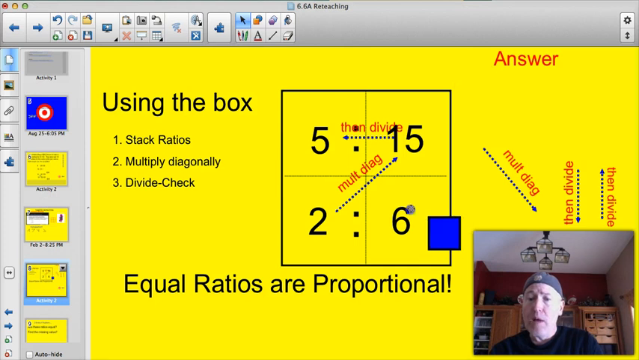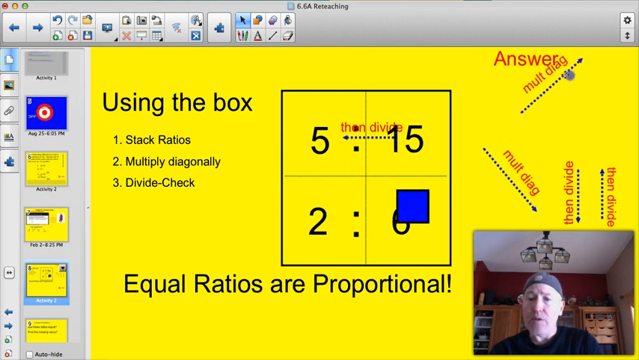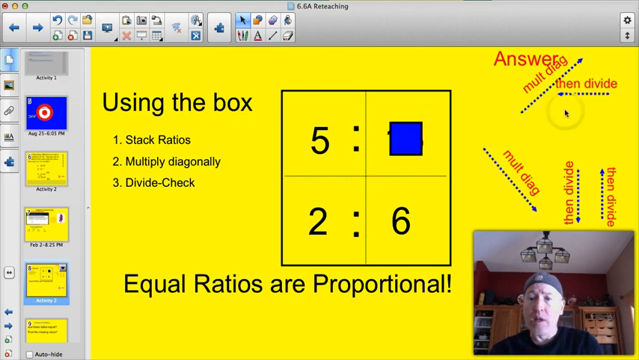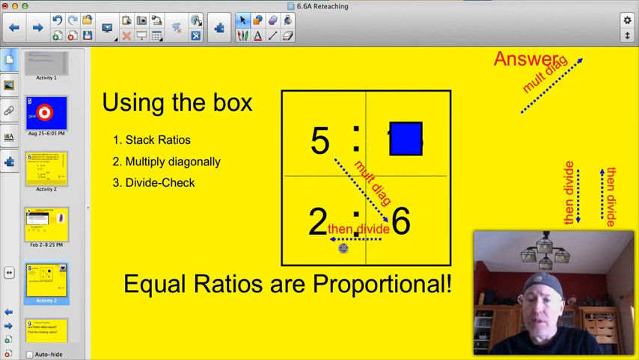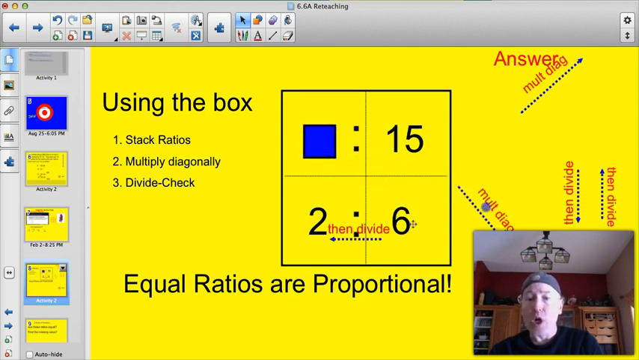So I'm proportional. But what if I got rid of another number? Let's say that this was the number that was missing. It's always going to work. I still multiply diagonally, and then I'm going to divide the other 2 numbers. That's what my hieroglyphics are, all the different ways that you can use this. So I do 5 times 6, that's 30. 30 divided by 2 is 15, and it worked. What if this number were gone? It's going to work.